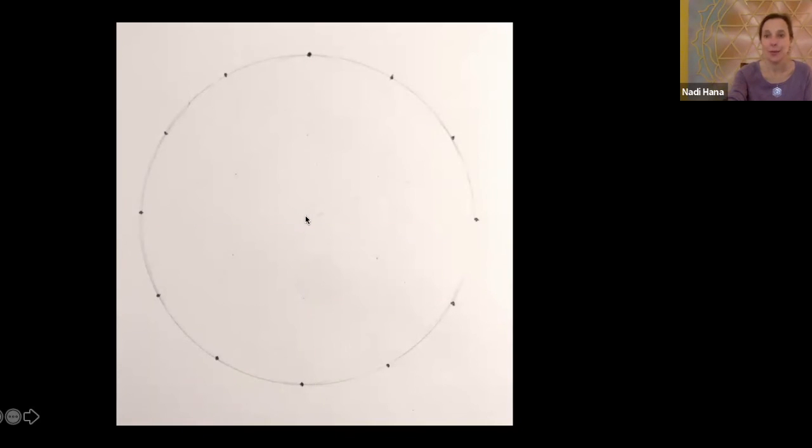But if you can open your compass, create that nice perimeter, that nice boundary, you'll see the difference.